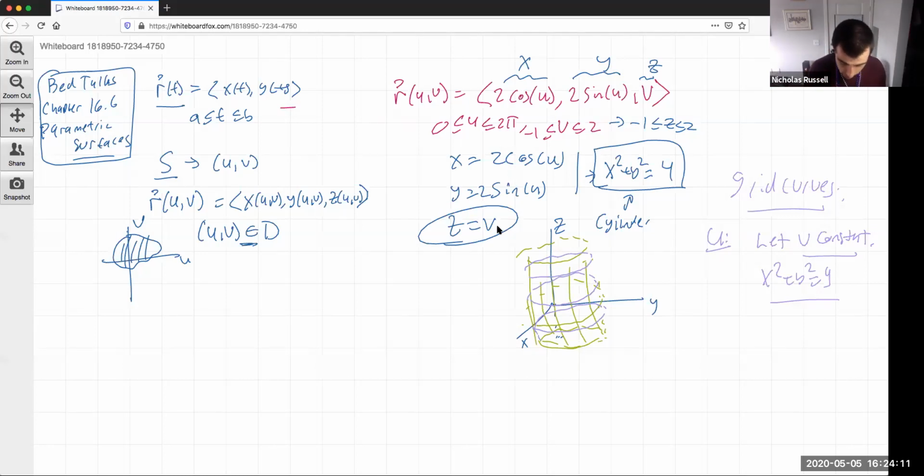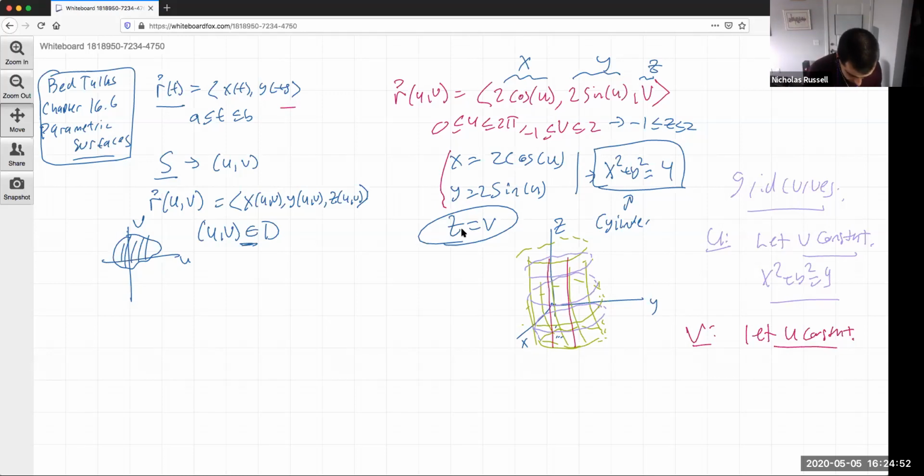And then lastly, for the grid curves in v, I let u be constant. Now, if I let u be constant here, I hope you'd agree that x and y will be constant because u is not changing. So I'm staying at one of these points on my circle, right? I'm fixing my theta. And then what I'm doing is moving v, which in turn is moving z. So what would that look like? Well, that would look like just a straight line, right? It's just saying I'm moving z up. I'm not changing x and y. I'm just moving up.